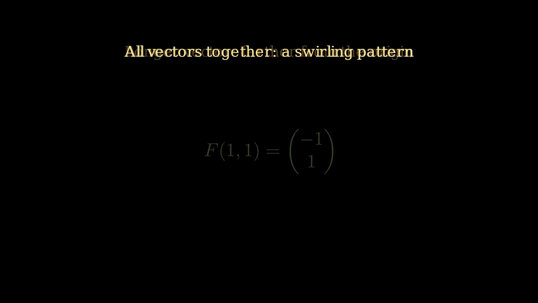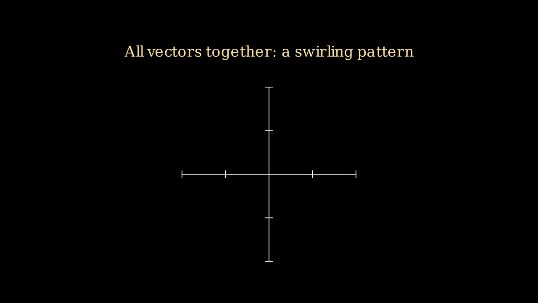Now let's draw all of these vectors in a two-dimensional view. At each point we draw an arrow starting at that point, pointing in the direction of the vector we calculated. You can see the arrows curving around the origin, forming a swirling pattern.